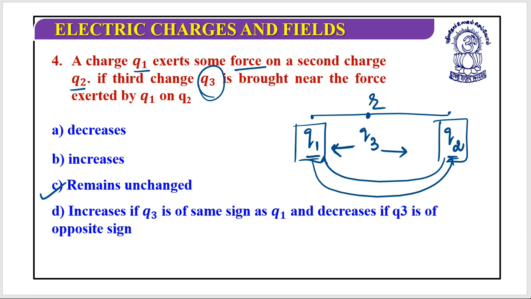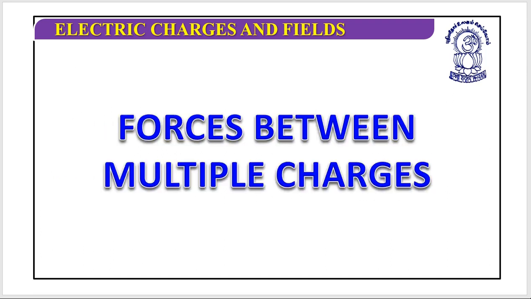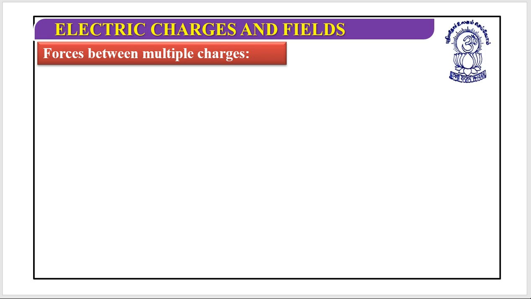Let's move on to the next topic: force between multiple charges. Up till now, whatever we have discussed was for two charges only. If there are two charges, we just say F equals K multiplied by Q1 multiplied by Q2 divided by R square. Now if more than two charges are there, what should I do? Let's begin with the forces between multiple charges.